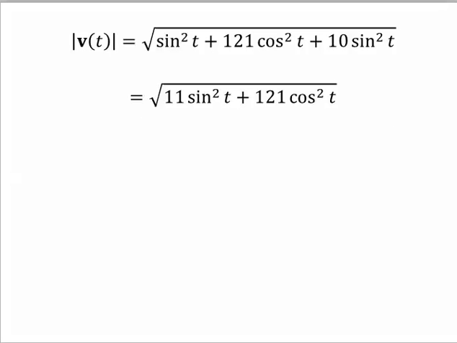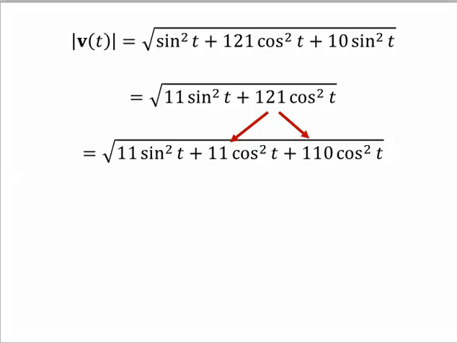So notice that sine squared plus 10 sine squared, that's 11 sine squared. Then I want to take advantage of the fact that sine squared plus cosine squared equals 1. So I break 121 up into two pieces, 11 and 110. And then I can go ahead and use my Pythagorean theorem. 11 sine squared plus 11 cosine squared is just equal to 11.